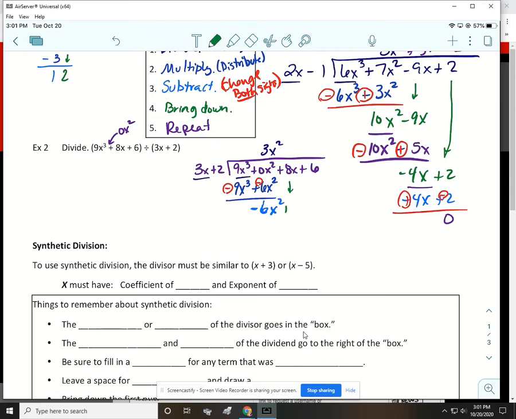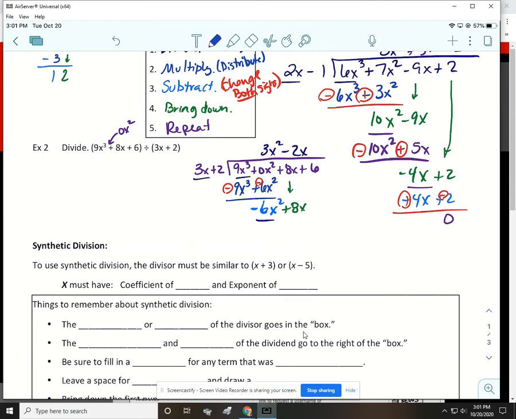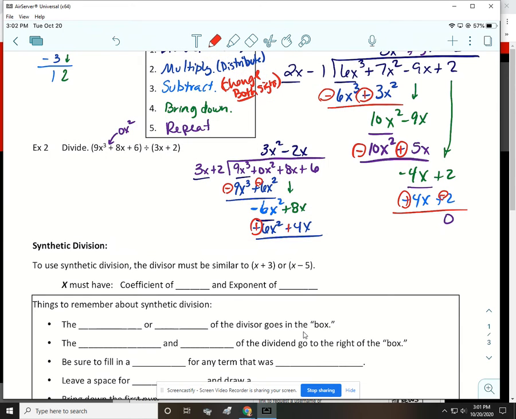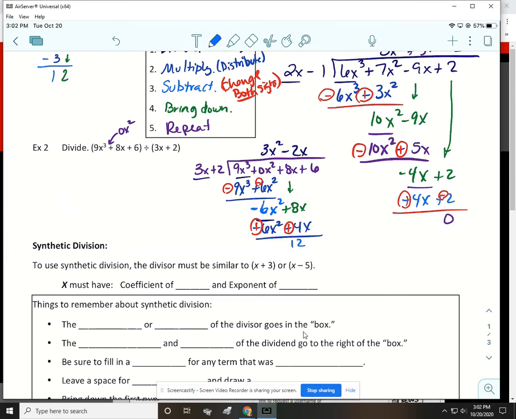And then we're going to bring down. And then we're going to repeat. So you ask yourself, what would you multiply 3x by to get negative 6x squared? That's going to be negative 2x. Right, and then we'll multiply. And then we'll change both signs so we can subtract. All right, when we subtract, we get minus 12, and then we'll bring down.